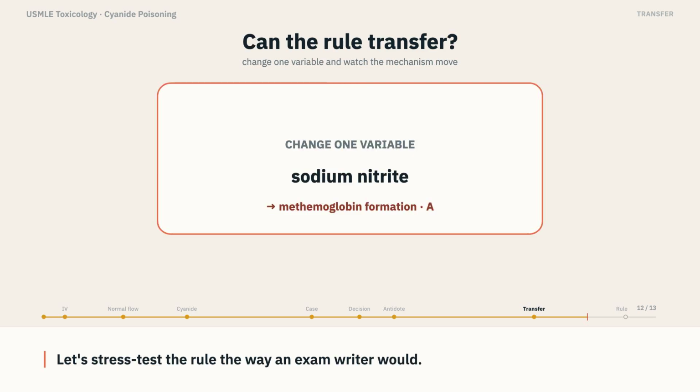Let's stress test the rule the way an exam writer would. Same patient, same fire, same lactate. I change exactly one thing at a time, and you watch the answer move. Variation 1. The team gives sodium nitrite instead of hydroxocobalamin. Now the correct mechanism is oxidation of hemoglobin iron from Fe2+ to Fe3+, forming methemoglobin that binds cyanide. Option A becomes the answer, and the cobalt option becomes the distractor.